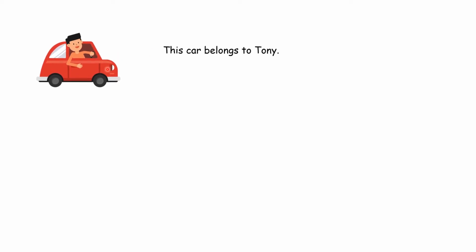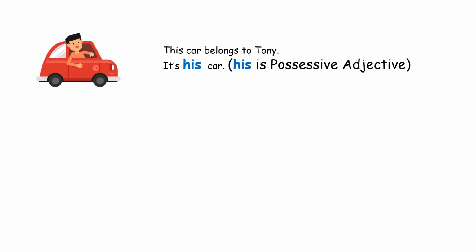Now let's look at another example. Tony is a man, and Tony has a car. This car belongs to Tony. So to tell others that the car belongs to Tony, we can say, "It's his car." It's refers to this one car here, and his is a possessive adjective referring to Tony.